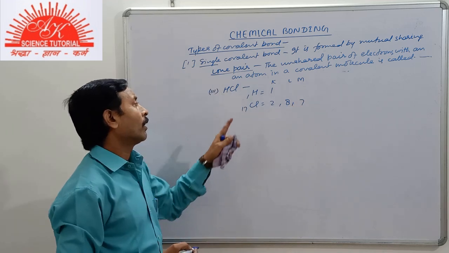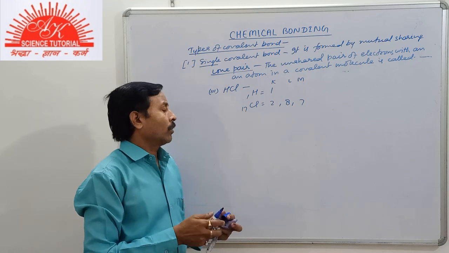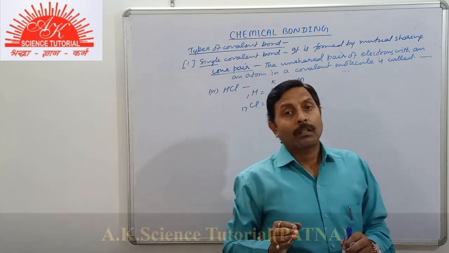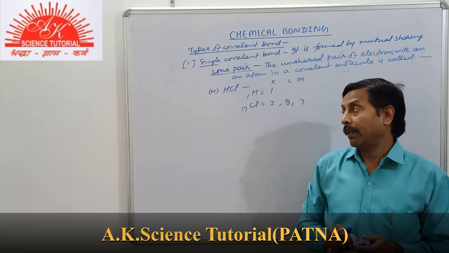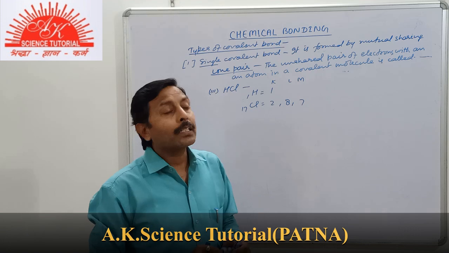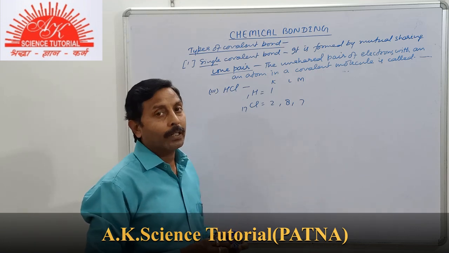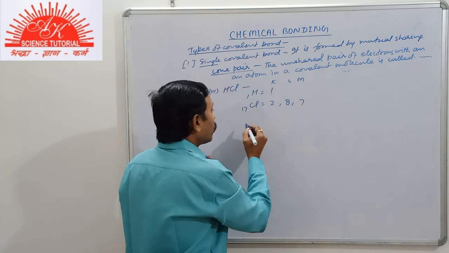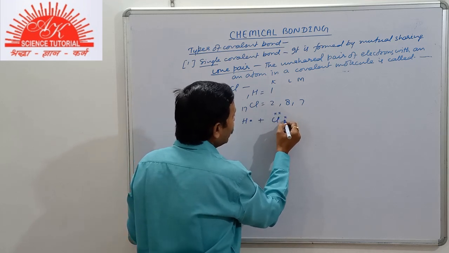Again you see, one hydrogen atom requires 1 electron to complete its duplet. Similarly, chlorine has a valence electron of 7. Its valency is 1, so it requires one electron to complete its octet and become stable. This one requires one, this one also requires one. So both of them will share their one electron each.